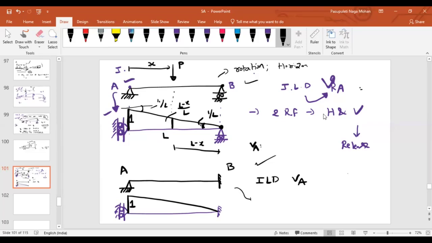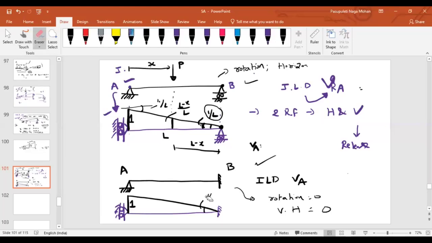What about the support here? Will it allow anything? Will it allow rotation? No, it won't allow. Will it allow vertical deflection or horizontal deflection? No, sir. As you can see here, slope is existing at point B. What is the slope at point B? 1 by L. If I am talking about a fixed support, that means rotation exists at point B, that is 1 by L. Even if I draw a case like this, that means I am representing there is a slope here. But what is the support at B?